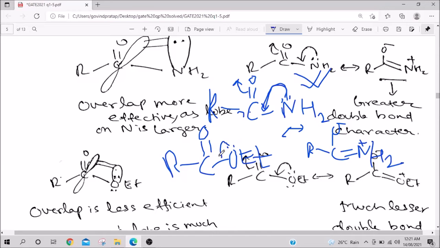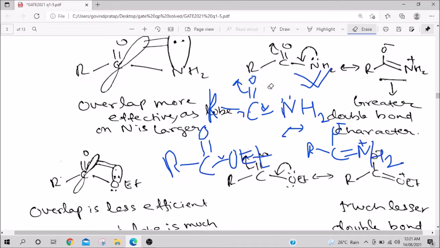Ester also pumps electrons. This oxygen overlaps with carbon, a very efficient overlap, because oxygen has a 2p orbital and carbon has a 2p orbital, so they mix. So again, this will also be less electrophilic than a ketone. But now we have to compare between ester and amide.